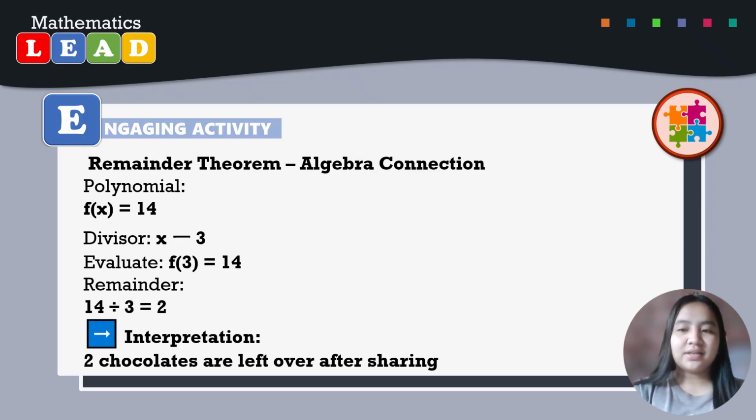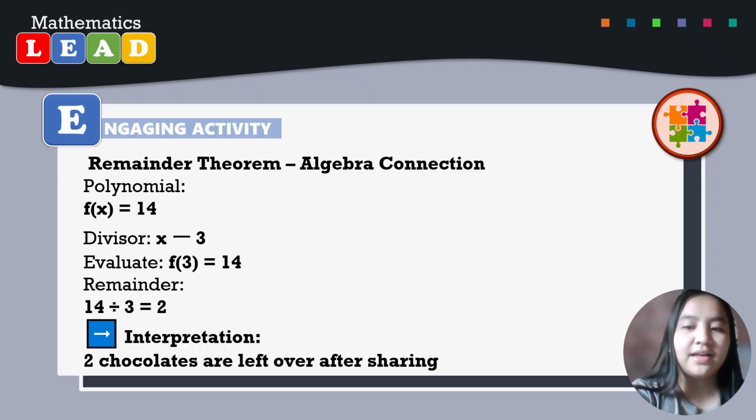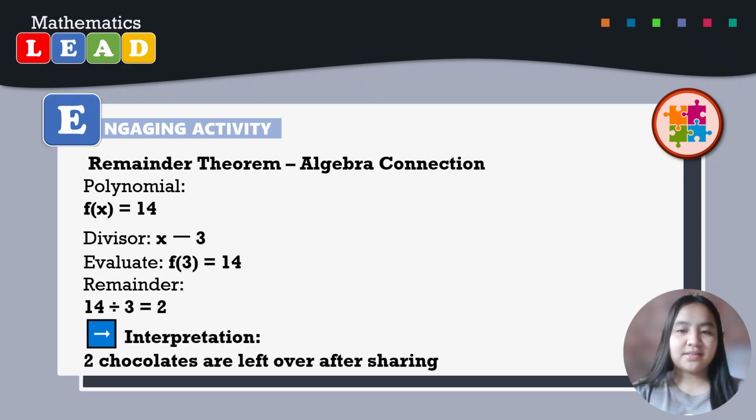We represent the total number of chocolates as a polynomial f(x) = 14. The number 3 represents the number of friends, so we divide by x minus 3. Using the remainder theorem, we evaluate f(3), which gives us 14 when we divide 14 by 3. The remainder is 2. The remainder tells us that 2 chocolates are left over after sharing. Just like in real life, the remainder theorem shows us what remains after division.